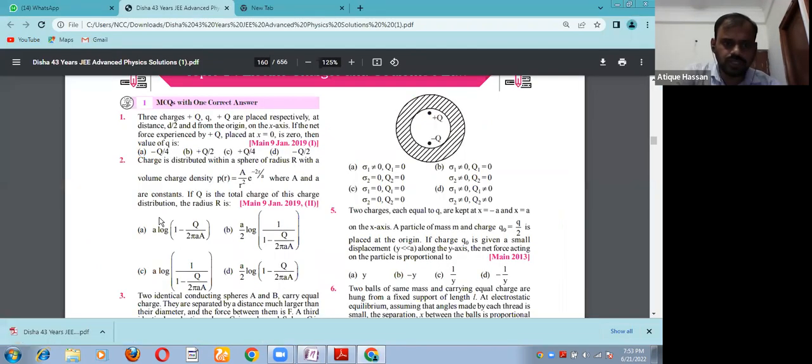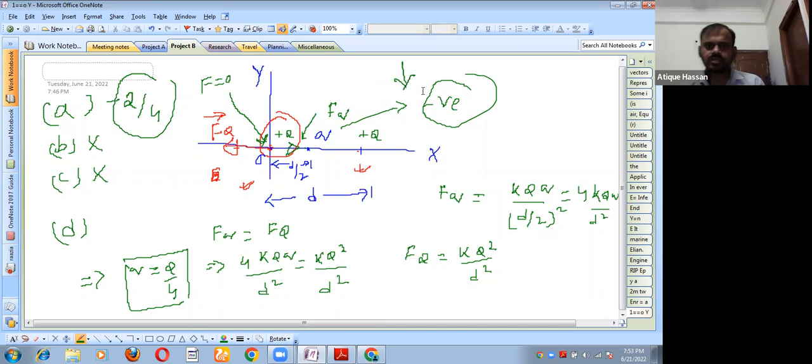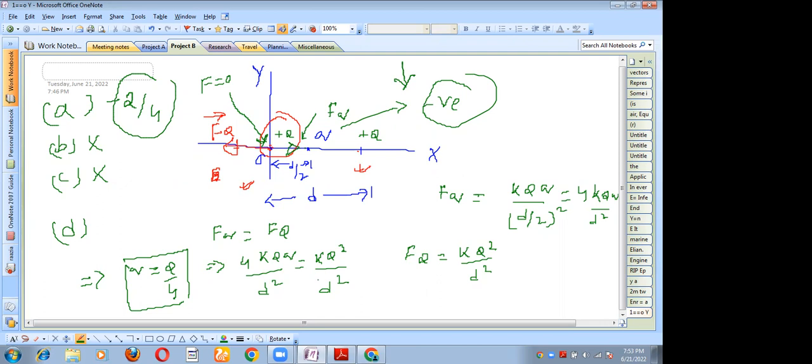Now we check the options. Got my point? The negative sign we have already decided, the sign of q should be negative, and the magnitude is Q by 4. Have you understood this one? This is JEE 2019. So this is how we decide.